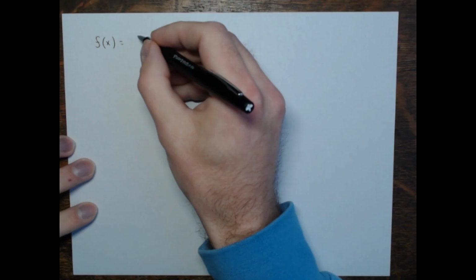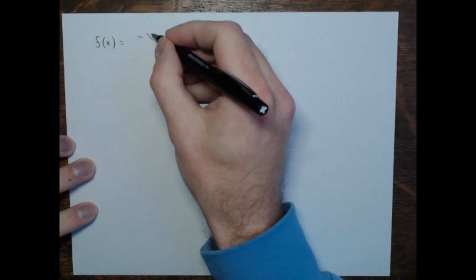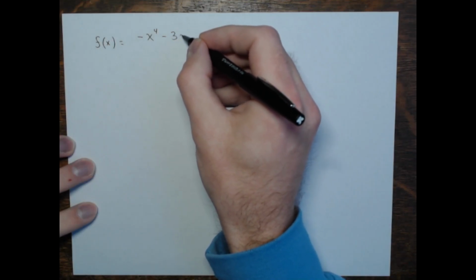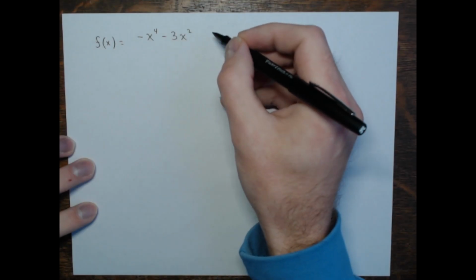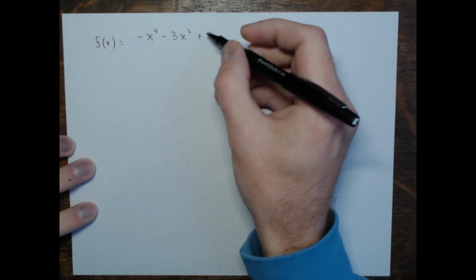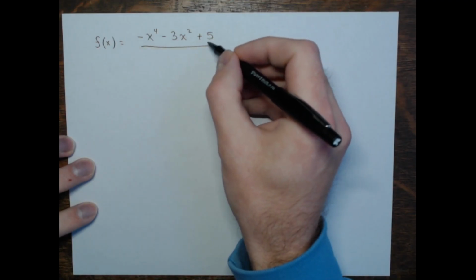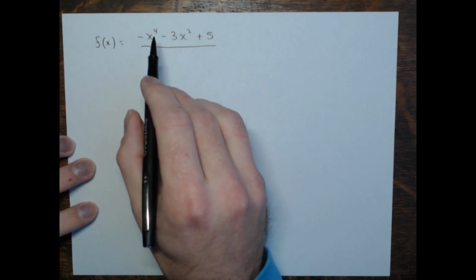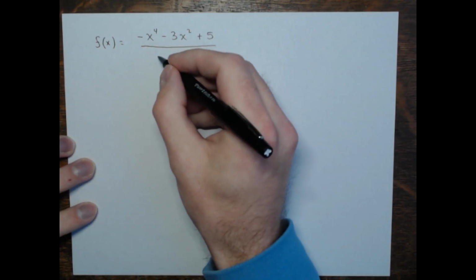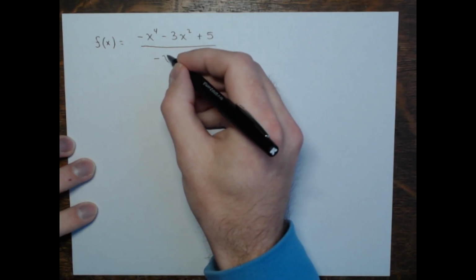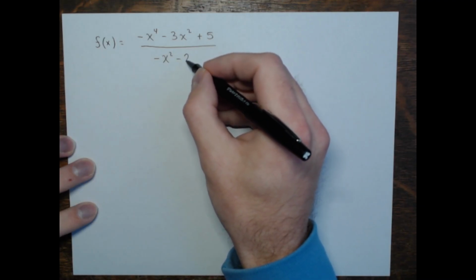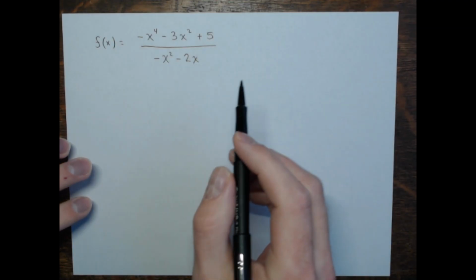So the numerator polynomial has a negative 1x to the fourth term. Then a negative 3x squared term is the next highest power. And then there's a constant term of positive 5. And I would suggest you do the same where you think of your polynomials in descending order like this. And the denominator, the highest powered term, is negative 1x squared. And then the next highest powered term, negative 2x.